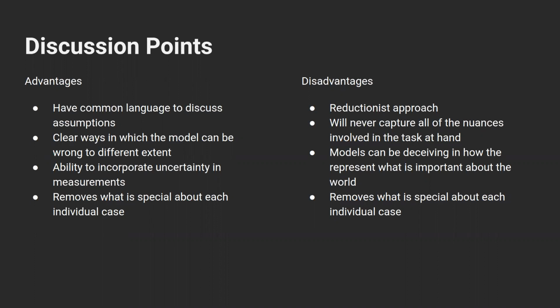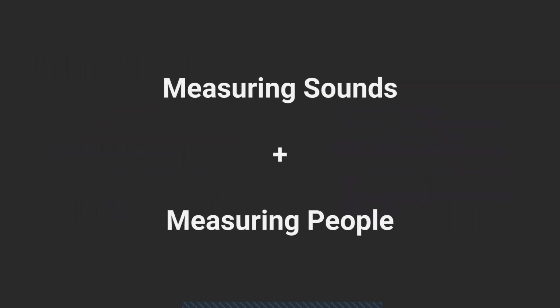And it's important to differentiate that. So we'll never capture all of the different nuances involved with the task at hand. There's always going to be a "but what if" or "what about this?" And models can be quite deceiving in how they represent what is important to the world. And we'll see examples of that today because it sort of removes what is special about each individual case. So with that in mind, let's jump to our lecture for today.